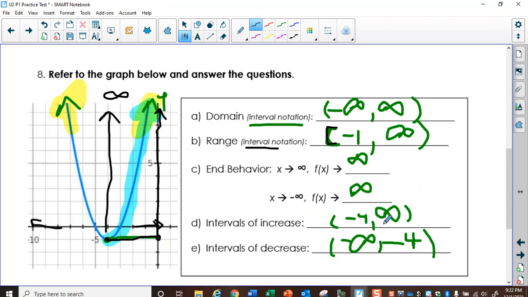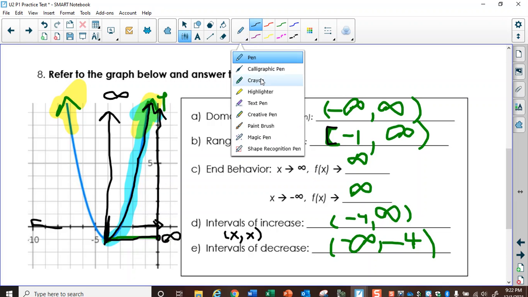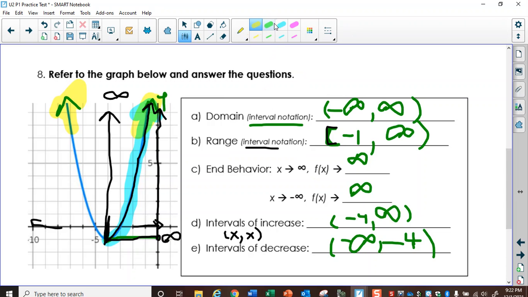And then the interval of increase would be the right-hand side here where it's going up. All right, and remember, you're looking at the x values. When you're doing your intervals, it's the first x and the last x where it is increasing. So it's increasing here, and then it goes forever. So it's increasing, it goes to infinity, and it starts increasing right here when x is at -4. All right, and then the decreasing is on the other side, right? Decreasing is this side.